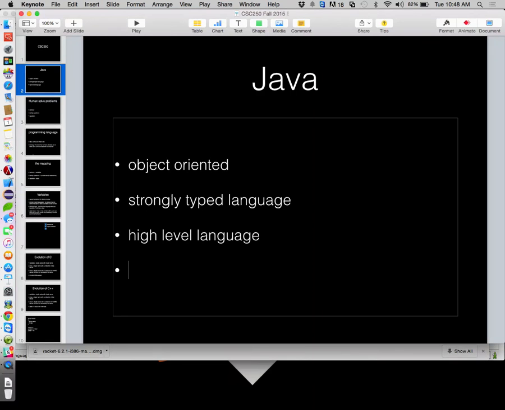All right. We're going to also say Java is a compiled language. And we had two kinds of programming languages. We had interpreted and we had compiled languages. What's the difference?